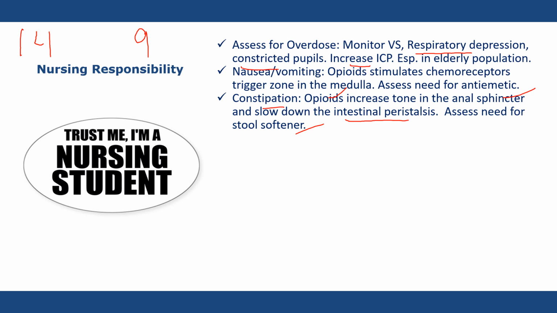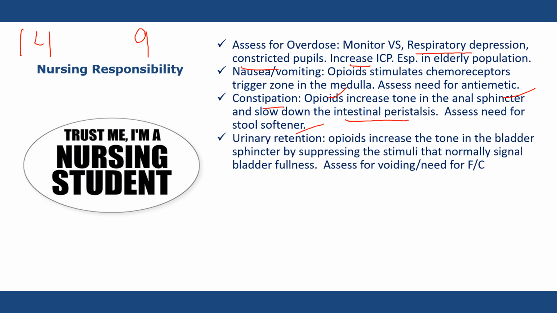Anytime I prescribe pain medication, I usually add a stool softener for these patients. Okay, another concept is urinary retention, very similar to constipation. So instead of GI, here's a bladder. Opioids will increase the tone in the bladder sphincter and suppress the stimuli that normally signal bladder fullness. Now we are going to retain.